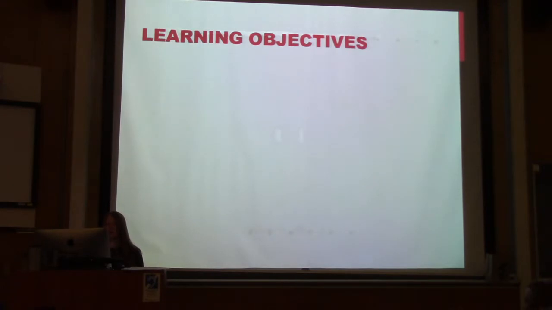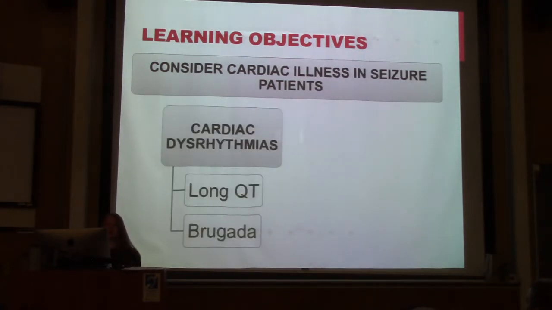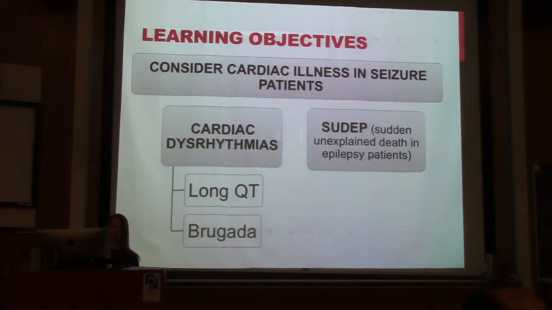So learning objectives. My primary learning objective for you all, I want you to remember to consider cardiac illness in all of your seizure patients. Remember to get the EKG, and there are some cardiac dysrhythmias you can look for. We can catch these in the ER, long QT and Brugada. I'll cover both of those, and then I'll briefly talk about the phenomenon of sudden unexplained death in epilepsy patients as something to be aware of and an argument for using monitoring in our higher-risk patients.